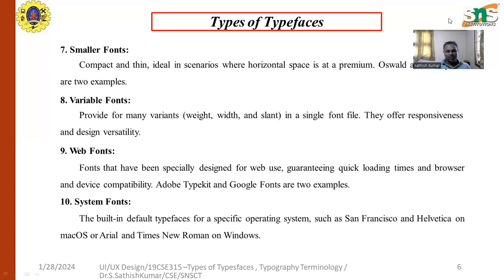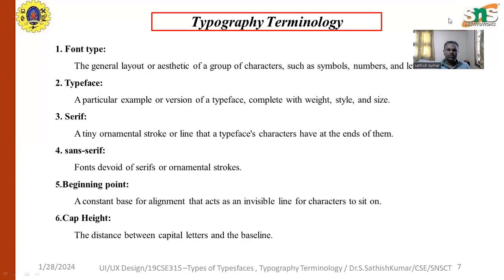Next are system fonts. System fonts are, for example, San Francisco on macOS or Arial and Times New Roman on Windows. They are built-in default typefaces for specific operating systems. So those are the types of typefaces.